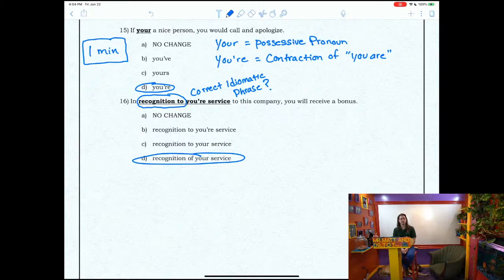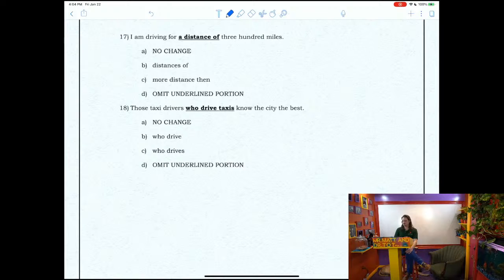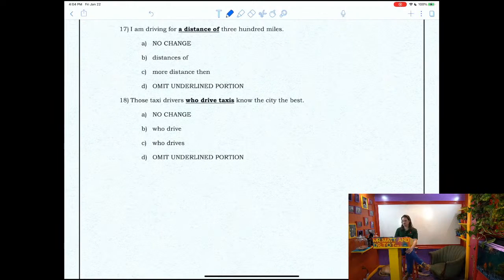As always, if you have any questions, please let me know. Otherwise, let's move on to 17 and 18. Okay, question number 17. I am driving for a distance of 300 miles. Number 18. Those taxi drivers who drive taxis know the city the best. So these are really testing efficacy and conciseness of language. So I'm going to give you 3 minutes. After 1 minute, I'll give you some hints.